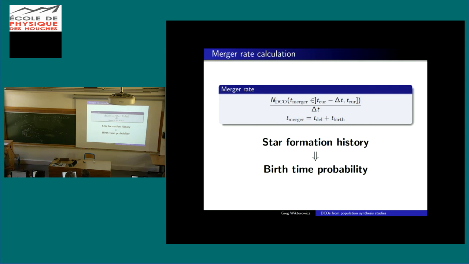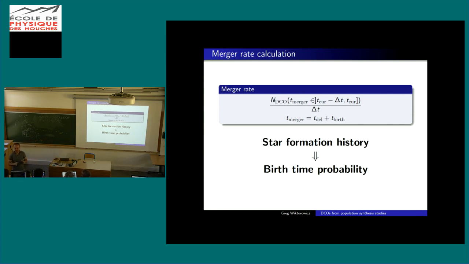Yes, T-del is something which needs to be calculated because it depends on the evolution of binaries. Okay, so it's not T-merger, it's T-mer, yes? These are different things. That's why I put it here, because T-merger is the time from the formation of the double compact object to the time of the merger.